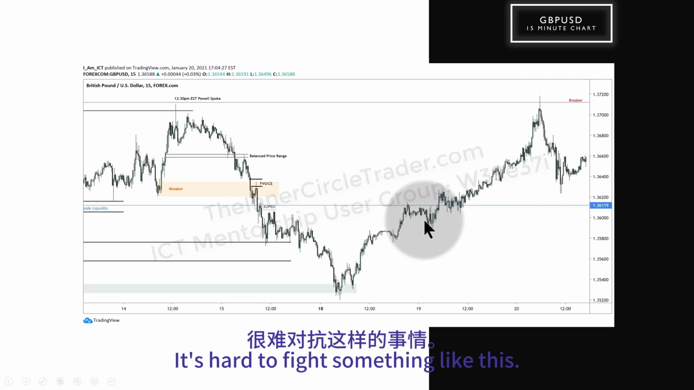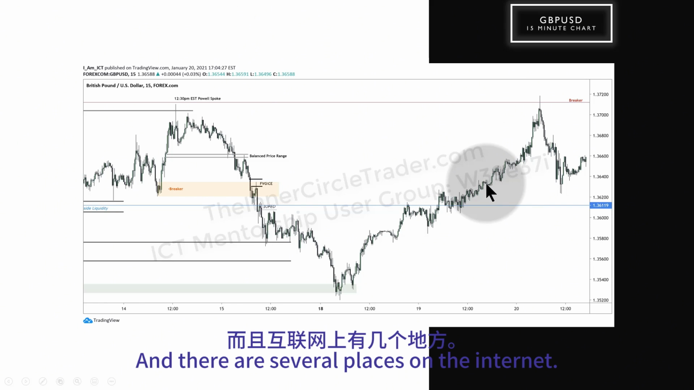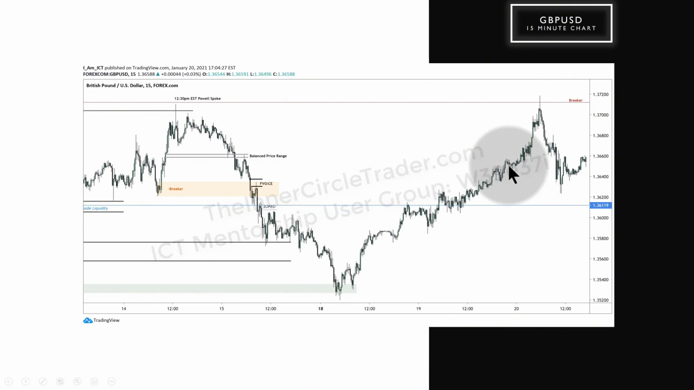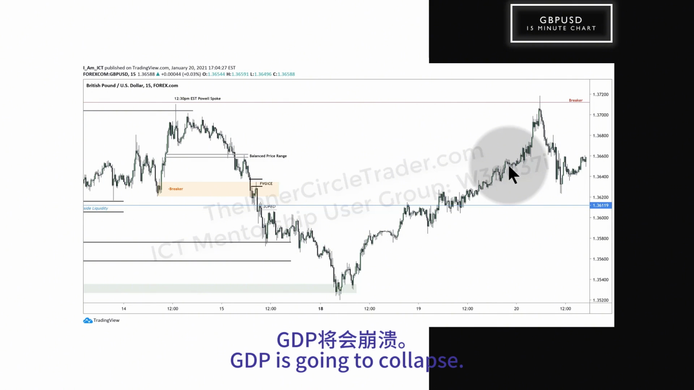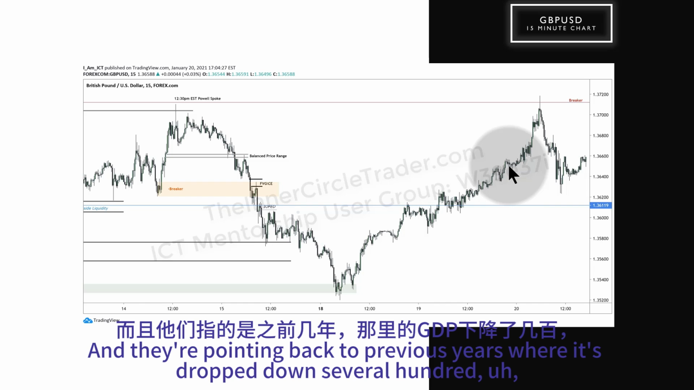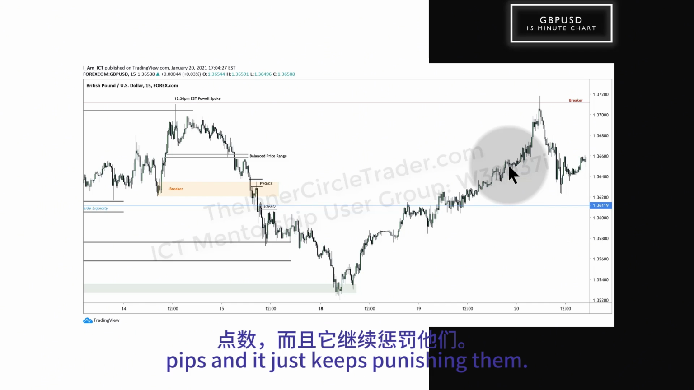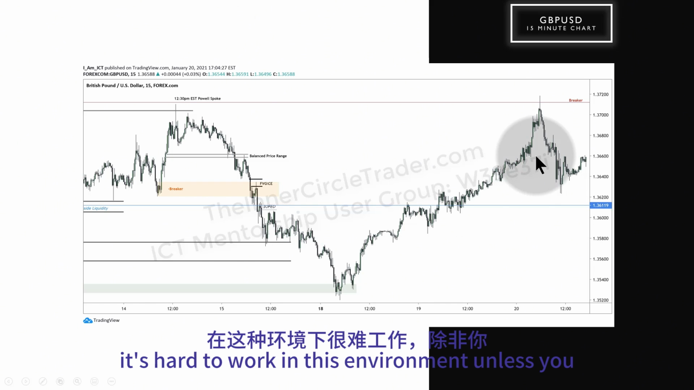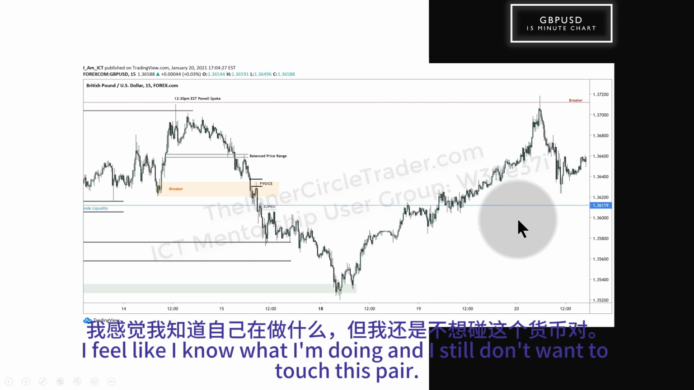It's hard to fight something like this, okay? And there are several places on the internet you can look and see people were trying to sell short all in here. You can hear them clamoring, saying, oh yeah, GBP is going to collapse, and they're pointing back to previous years where it's dropped down several hundred pips and it just keeps punishing them. So it's hard to work in this environment unless you really know what you're doing. I feel like I know what I'm doing, and I still don't want to touch this pair.